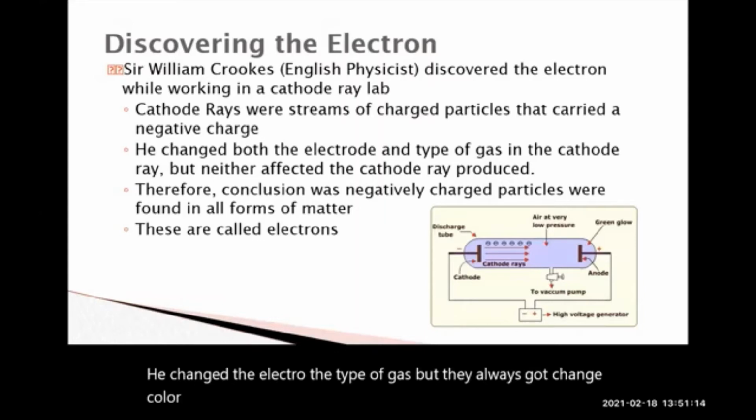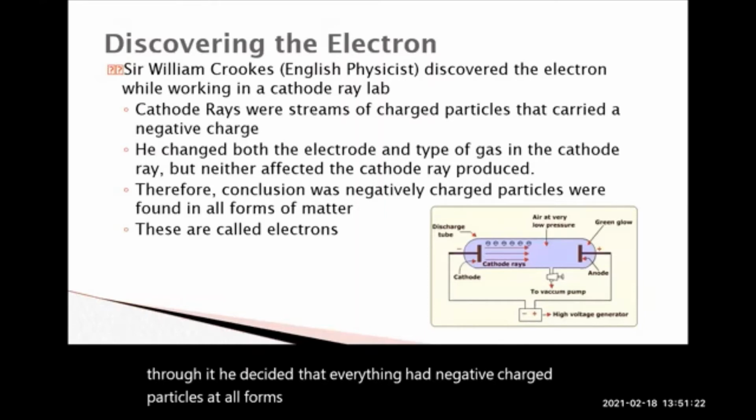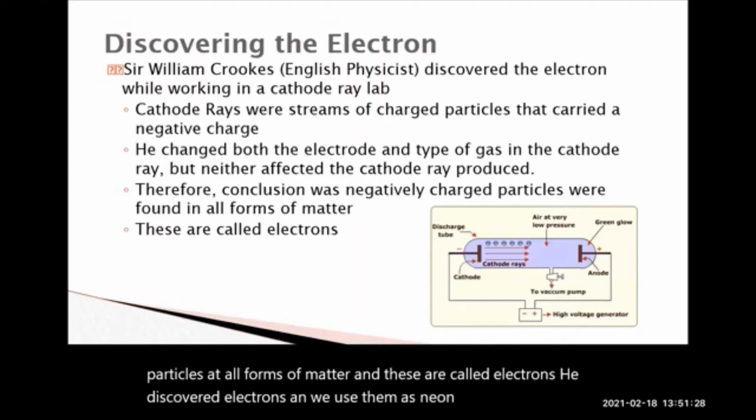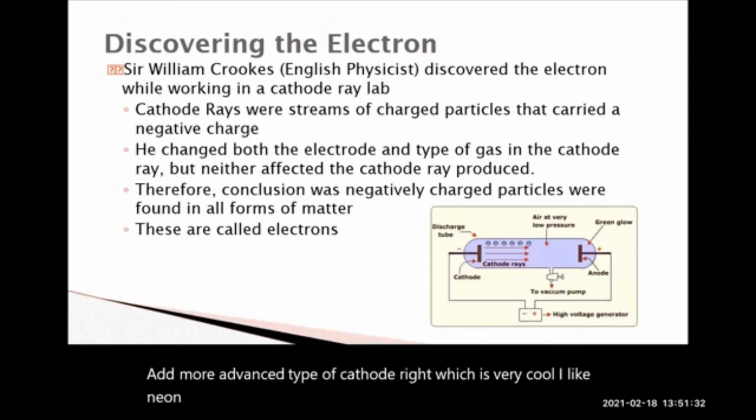And from this, because they were shooting the negative stuff through it, he decided that everything had negatively charged particles in all forms of matter, and these are called electrons. He discovered electrons, and we use them as neon lights, a more advanced type of cathode ray, which is very cool. I like neon lights.